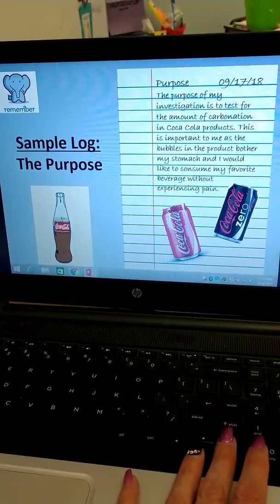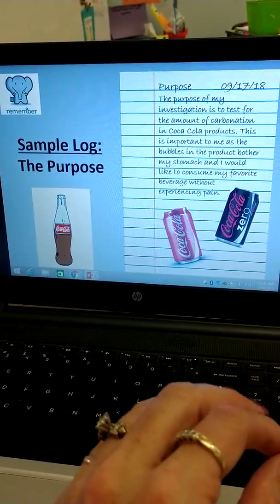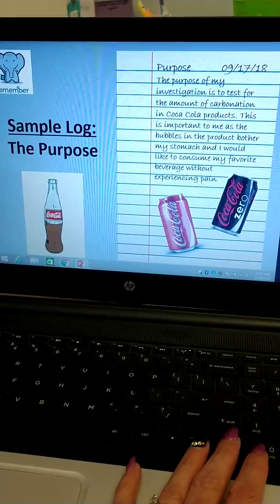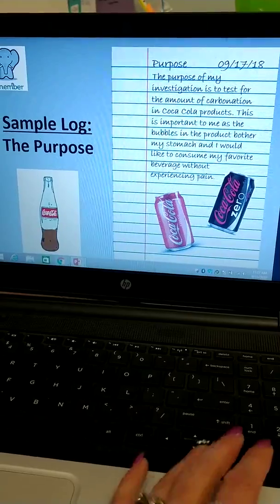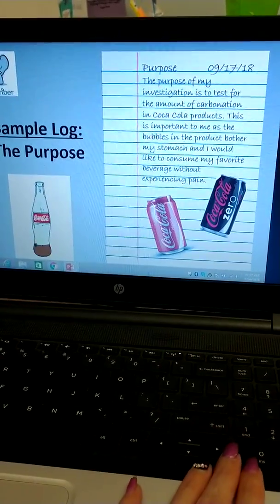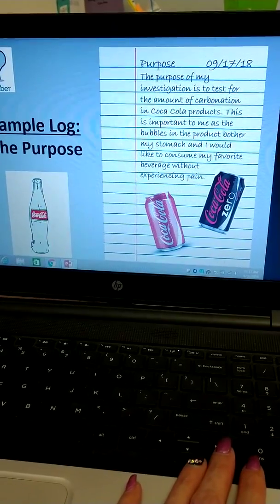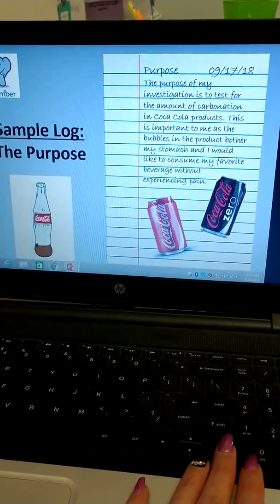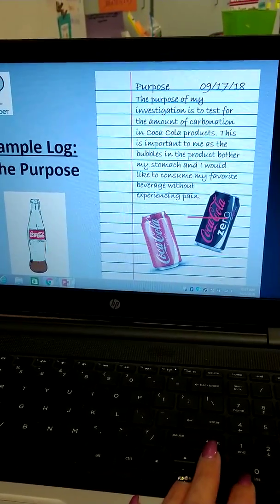So here's an example of a valid purpose journal entry. This is on FizzBuzz, which was our mock STEM fair. It says the purpose of my investigation is to test the amount of carbonation in Coca-Cola products. This is important to me as the bubbles in the product bother my stomach and I would like to consume my favorite beverage without experiencing pain.